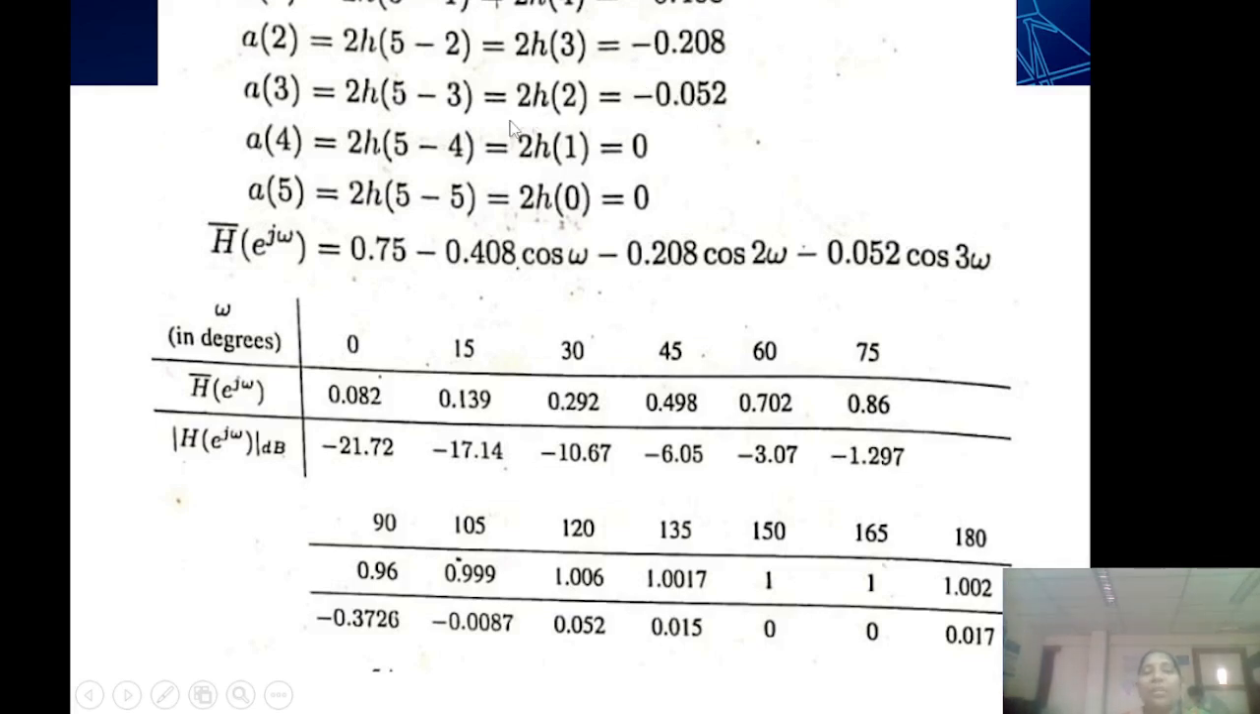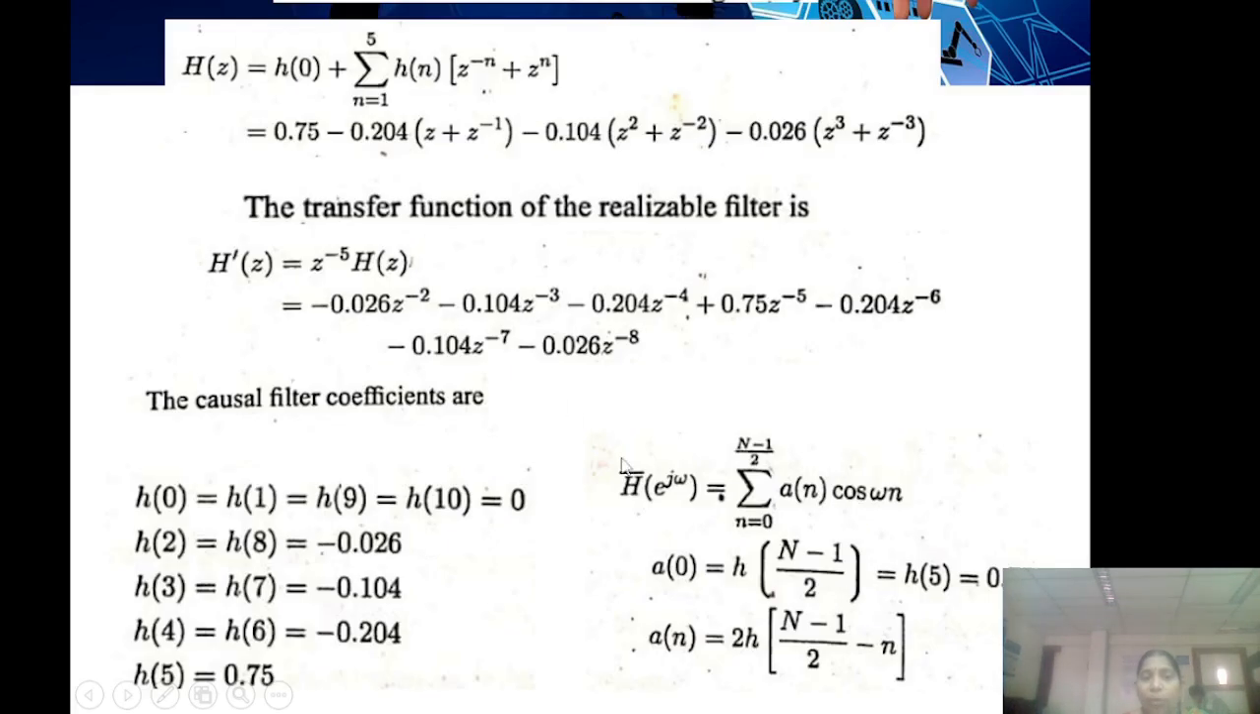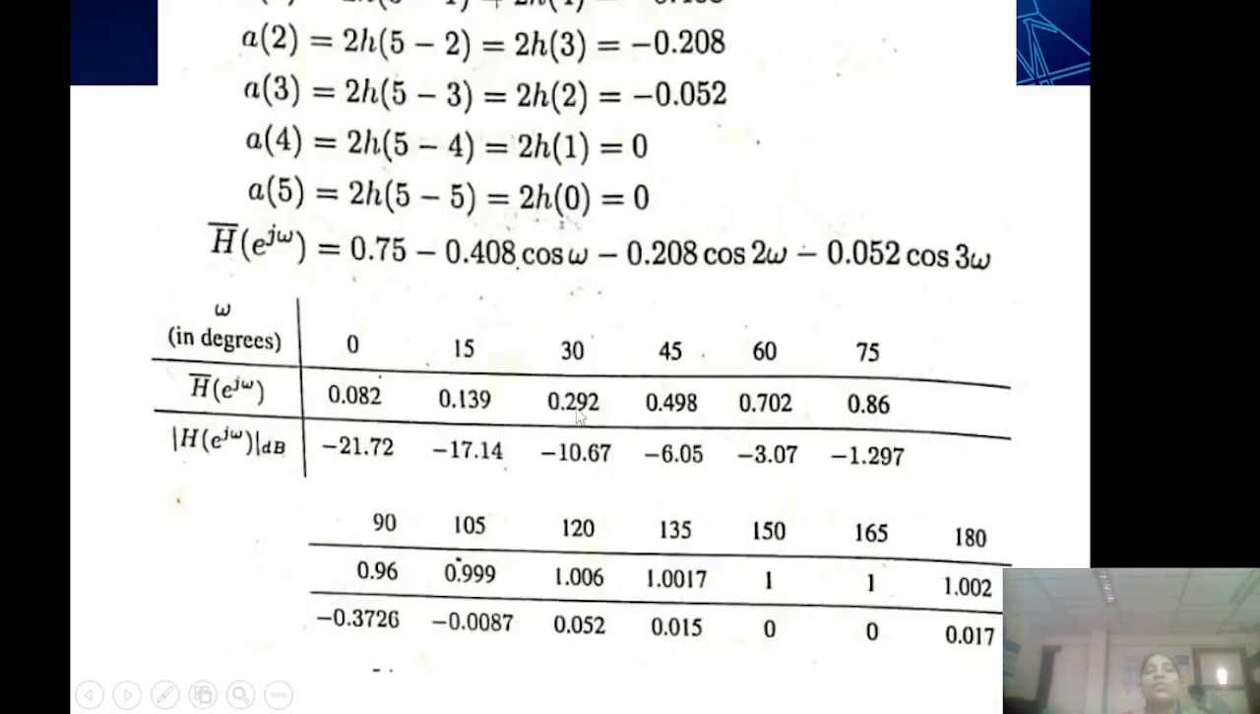So after obtaining these a values, we have to substitute them in this formula. In this formula, n equal to 0 to N minus 1 by 2 means 11 minus 1, 10 by 2, it is 5. For 0 to 5, you have to expand this equation. After expanding this equation and substituting these values, you will be getting the H of e power j omega as 0.75 minus 0.408 cos omega minus 0.208 cos 2 omega minus 0.052 cos 3 omega.